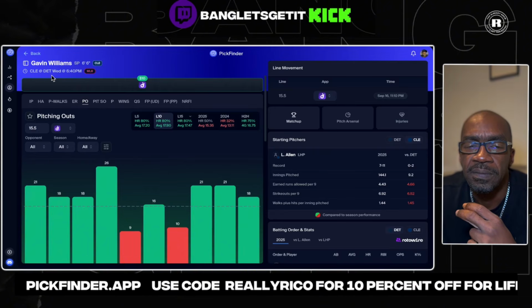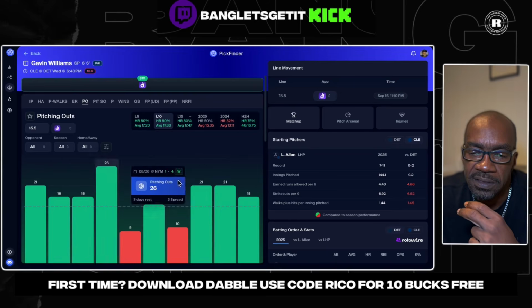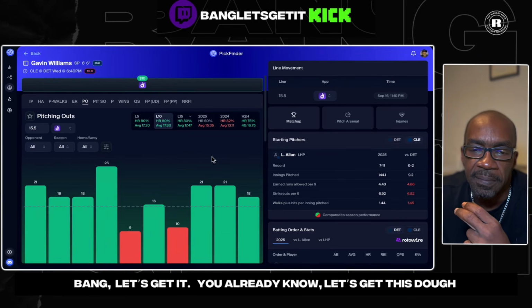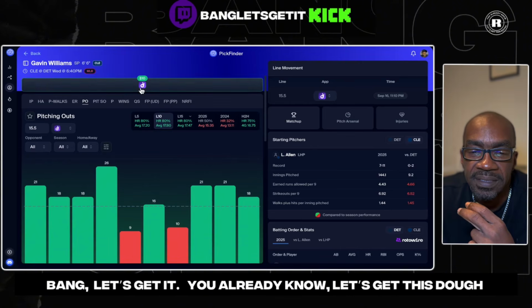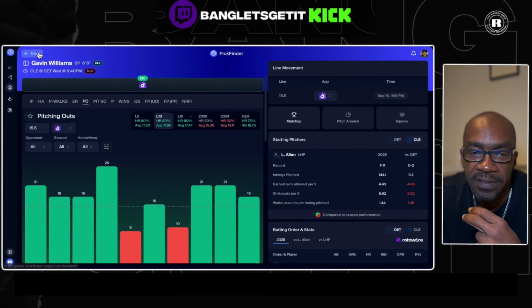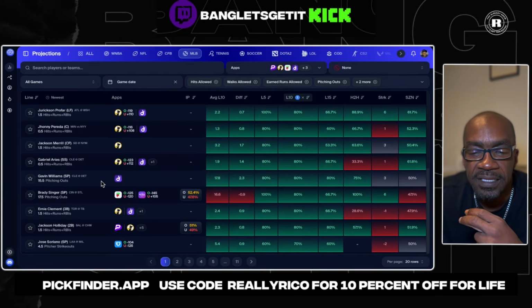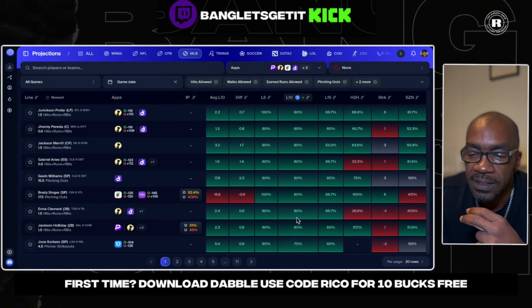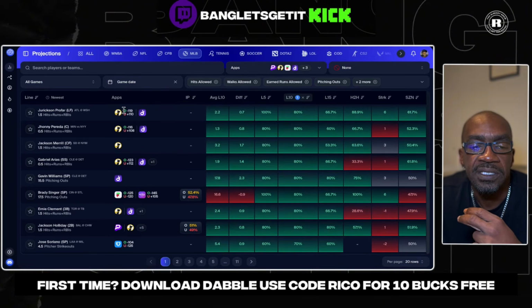Gavin Williams, his pitching outs line is at 15 and a half over his last 10 outings. He's hit this 80% of the time. But it's only listed at Dabble, so you see that there's no implied probability because there's only one book that has that one line. You know what I mean? That's when I'm just looking for trending plays, if I don't have anything. But you got a ton of plays that are trending.